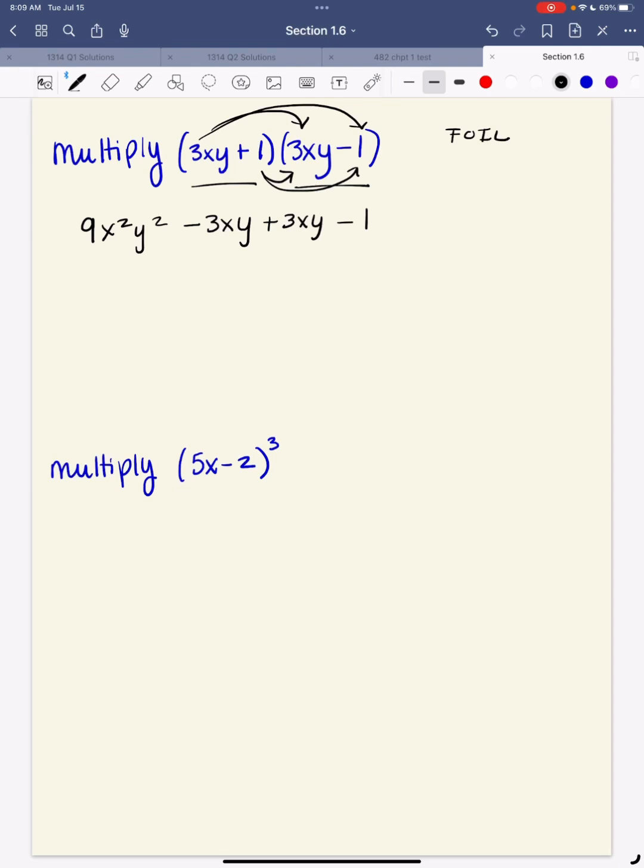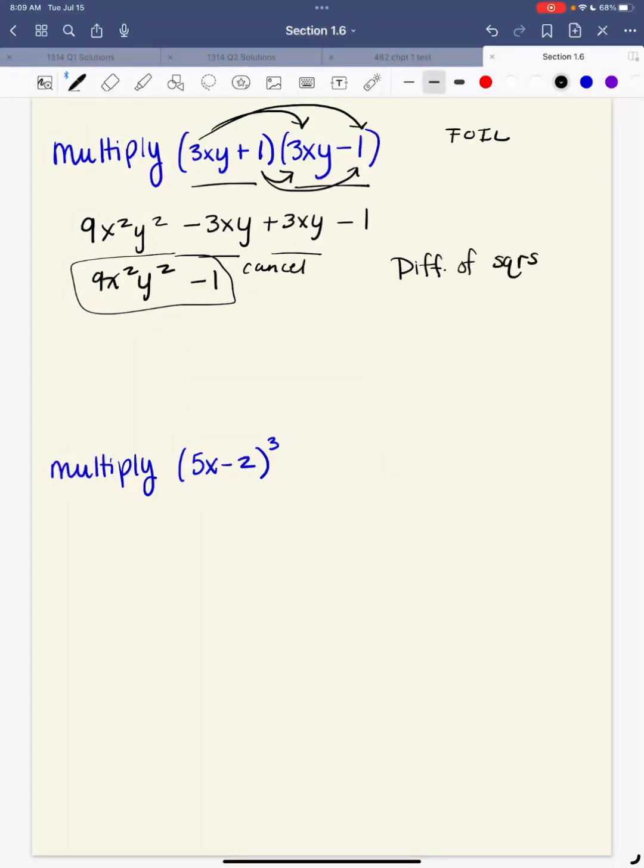Now look at what happens when we clean up. I rewrite my 9x squared y squared term because I can't combine it with anything else. But a minus 3xy and a plus 3xy, these cancel. It's like having minus 1 and plus 1. So those cancel, and all I have left is the minus 1. Now this is called a difference of squares.